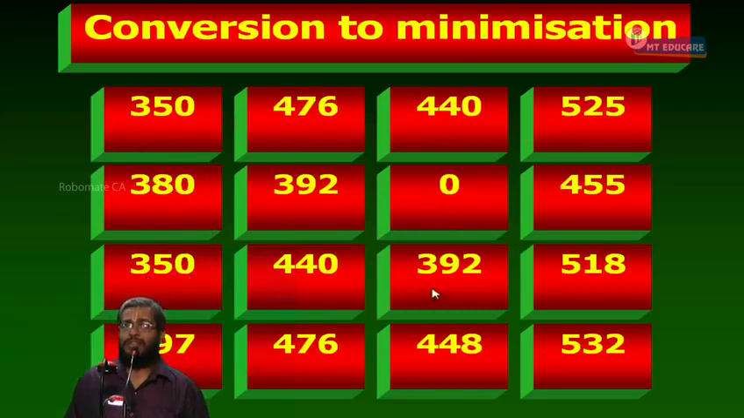Third, what is the lowest number? 350. 350 minus 350, 0. 440 minus 350, 90. 392 minus 350, 42. 518 minus 350, 168. And here the lowest number is 448. 497 minus 448, 49. 476 minus 448, 28. 448 minus 448, 0. 532 minus 448, 84. This is the row operation.